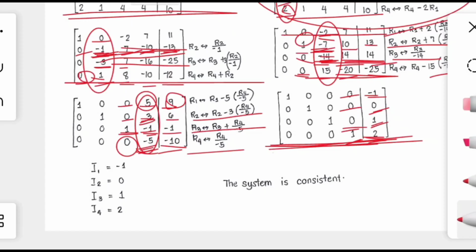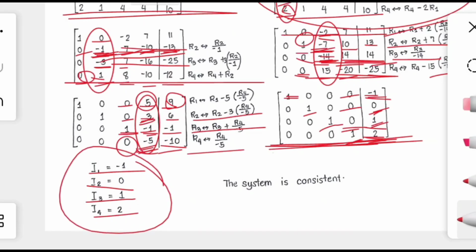Since we have here the 1 in column 1, this is our I sub 1. And then we have here the result, which is negative 1. So we have I sub 1 is equal to negative 1. And for the I sub 2 here, we have 0, so our I sub 2 is equal to 0. And for our I sub 3 here is equal to 1. And for the I sub 4 is equal to 2. So we get this system of linear equations.